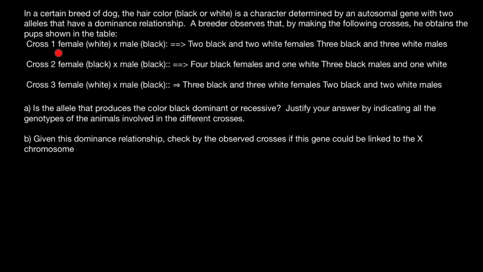Let's check. We cross a white female with a black male, and we got 2 black and 2 white females, 3 black and 3 white males. Next cross, we cross a black female and a black male, and we got 4 black females and 1 white, 3 black males and 1 white. And the third cross, a white female with a black male, 3 black and 3 white females, 2 black and 2 white males.